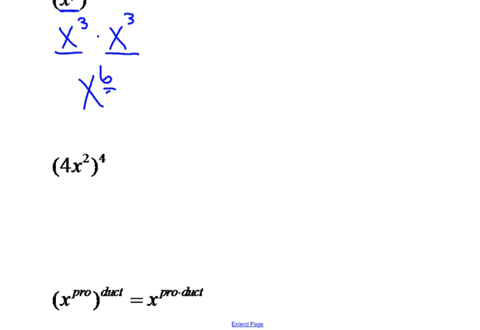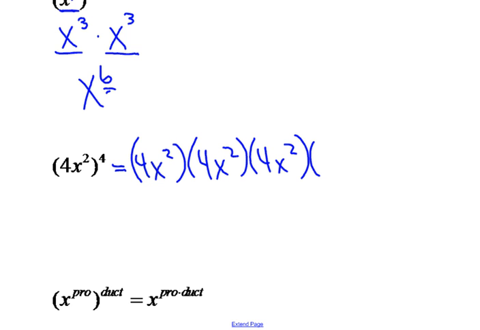The next one is 4x squared to the 4th. I'm going to write that in expanded form also. 4x squared times 4x squared times 4x squared times 4x squared. So we need to multiply all of our coefficients. 4 times 4 is 16. 16 times 4 is 64. 64 times 4 is 256. That's also 4 to the 4th. 256. x to the 2 plus 2 plus 2 plus 2 is x to the 8th.